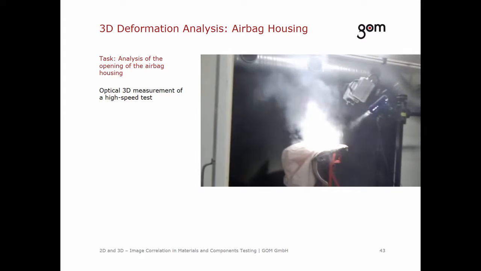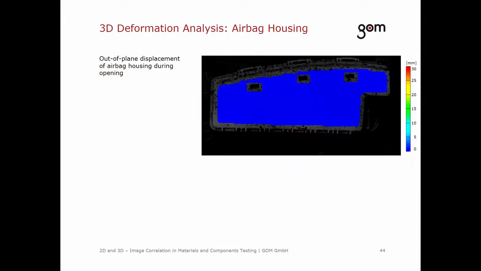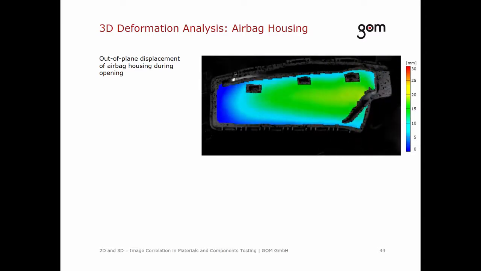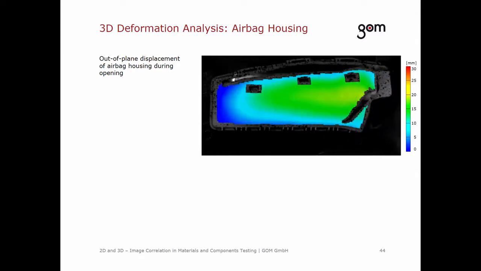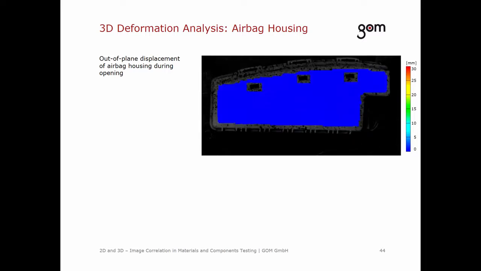Optical high-speed measurements allow us to analyze in detail what exactly happens during the opening. When opening, the airbag housing does not deform only within one plane. A 2D measurement therefore would not provide valid results. Here you see the displacement of the airbag housing in Z direction during the opening process. This analysis is only possible in a 3D measurement.